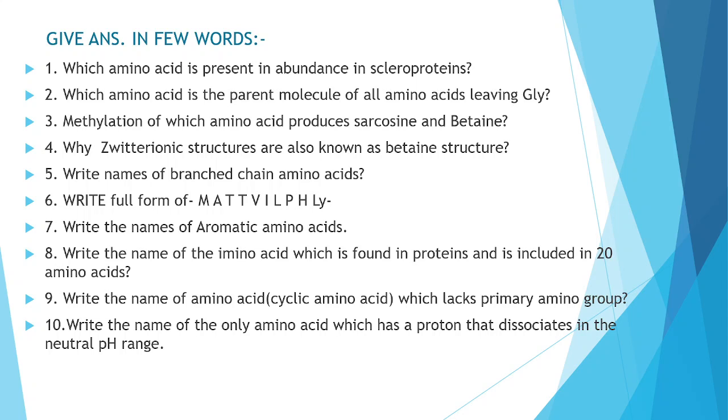Write the name of only amino acid which has a proton that dissociates in the neutral pH range. Neutral pH range क्या है? Again it is around 7.4, which is our physiological pH also. So by now you might have thought of answers also, so we shall see that.